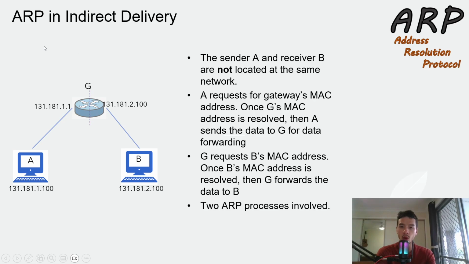Now in not-direct delivery, sender A and B are not located in the same network. So we've got different networks here. We've got the 2 network and the 1 network.